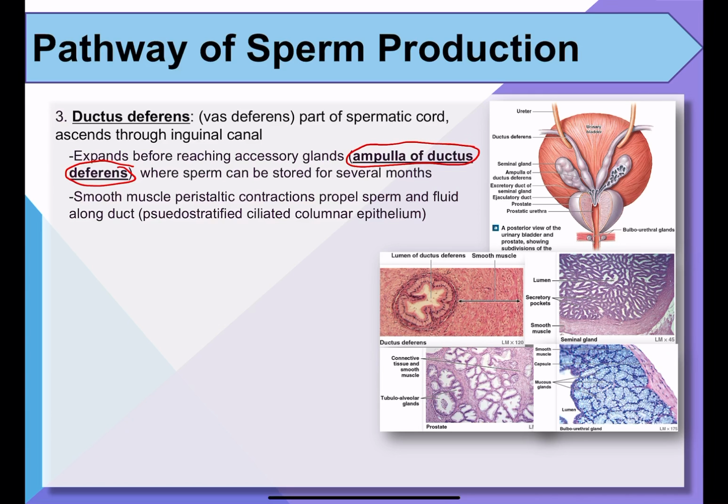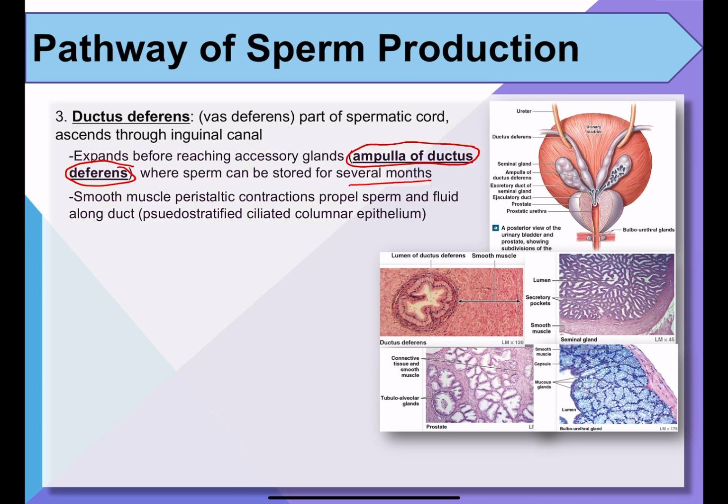If you see the word ampulla somewhere, it usually refers to a small area that's expanded to temporarily store something before release. And that's what the duodenal ampulla was, to temporarily store pancreatic secretions and bile before they're secreted into the small intestine. In this case, the ampulla of the ductus deferens is for temporarily storing the sperm before they're ready to be excreted out of the body. Okay, and within this area of the ampulla, the sperm can actually be stored for a couple of months.